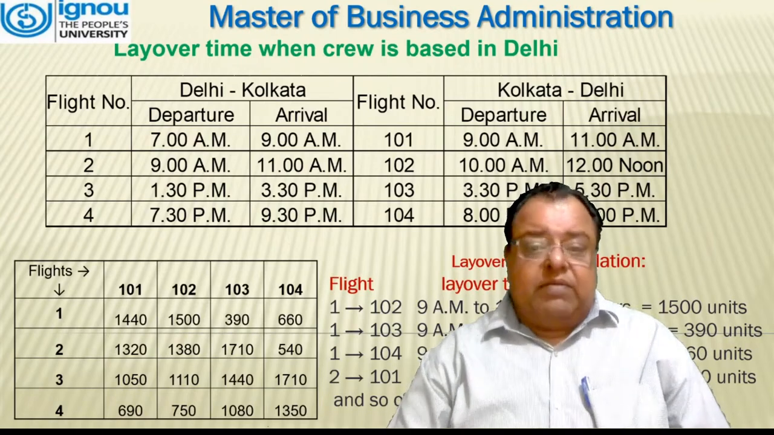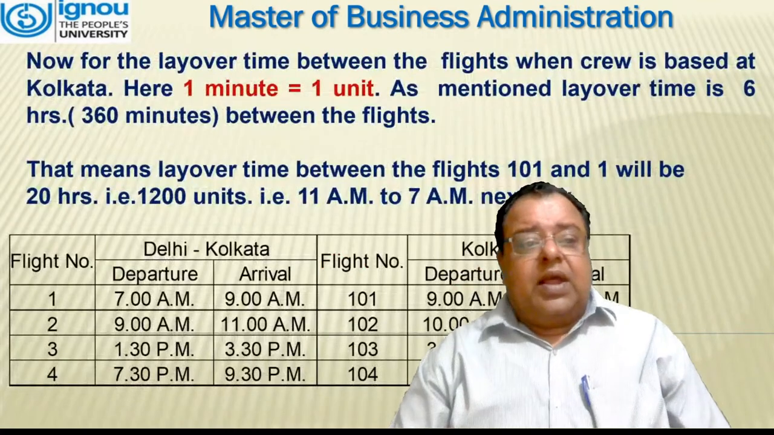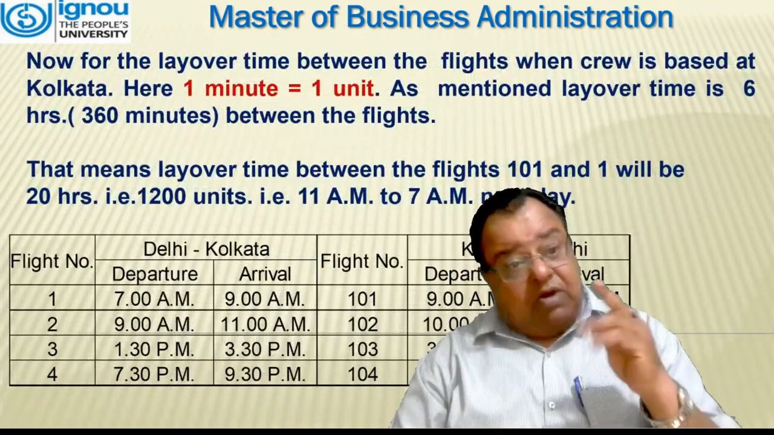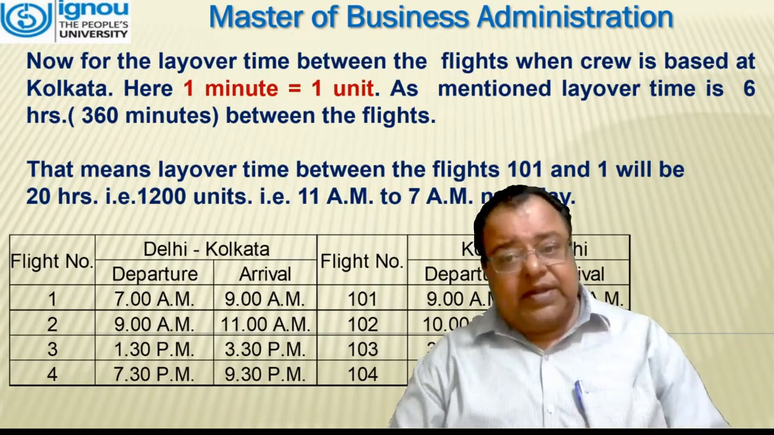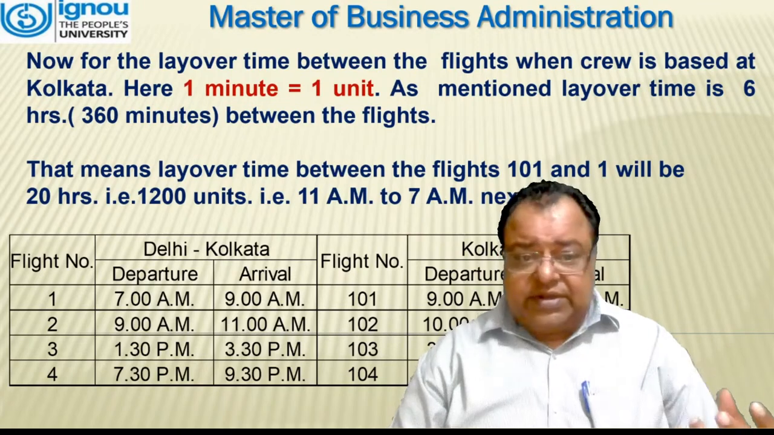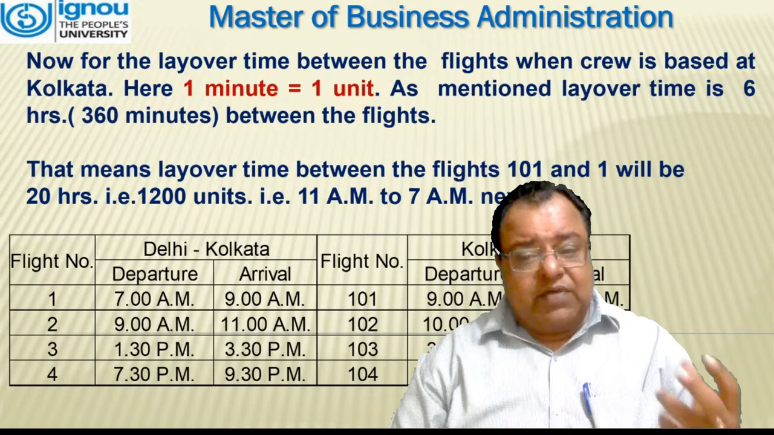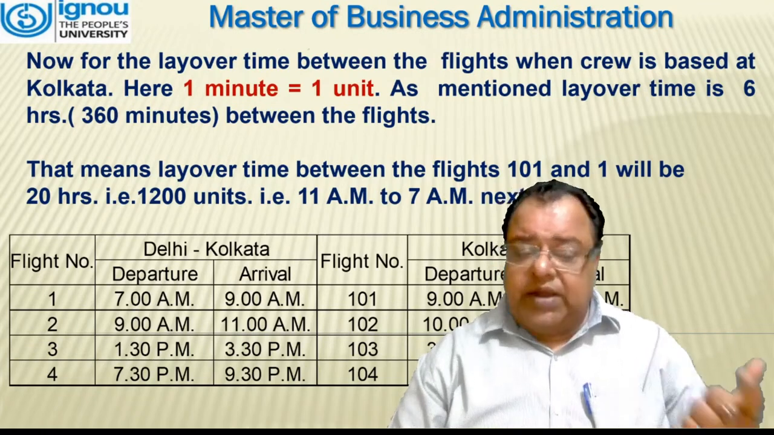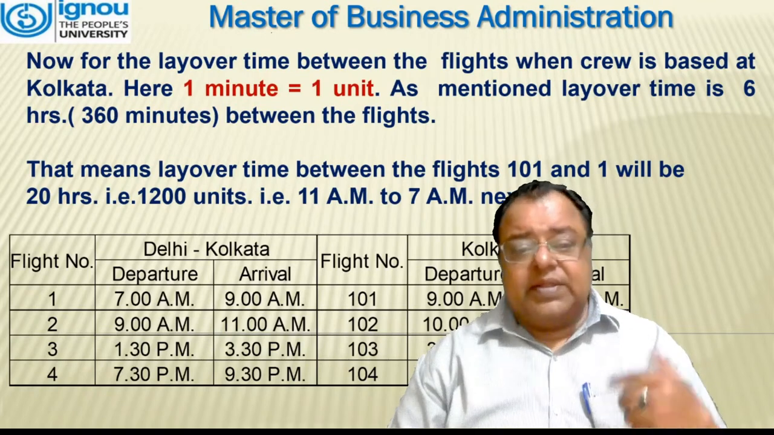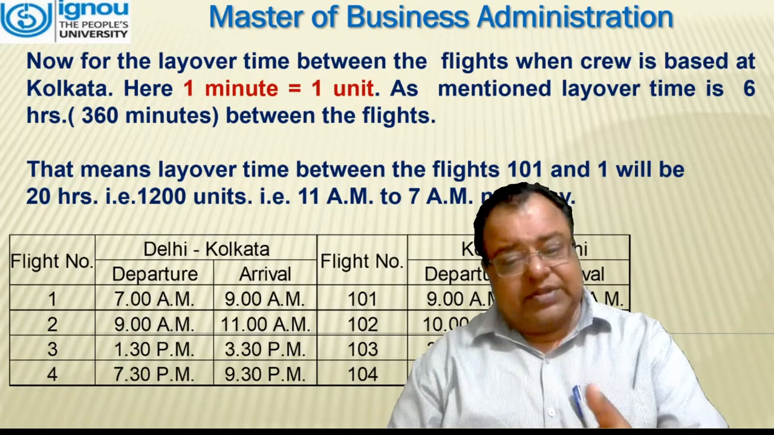Similarly, we will be calculating for Kolkata to Delhi. Now for a layover between the flights when crew is based at Kolkata, 1 minute is 1 unit. As mentioned, layover time is 6 hours, that is 360 minutes between the flights. That means layover between the flights 101 and 1 will be 20 hours, which means 1200 units. That is 11 a.m. to 7 a.m. next day. This is the schedule.